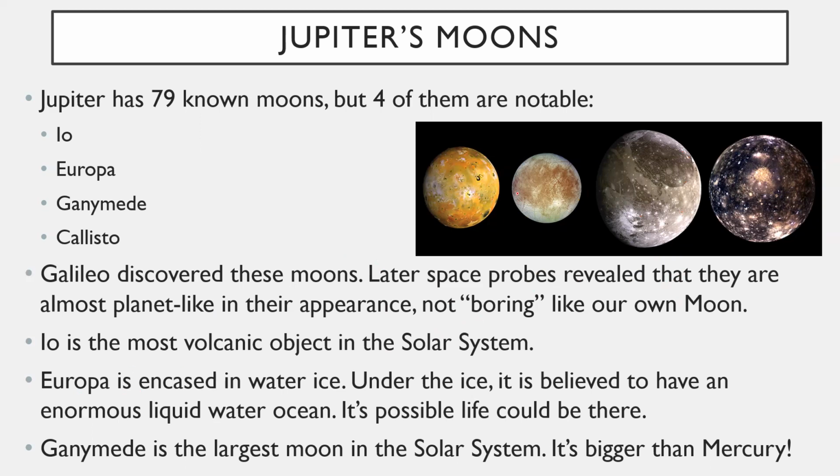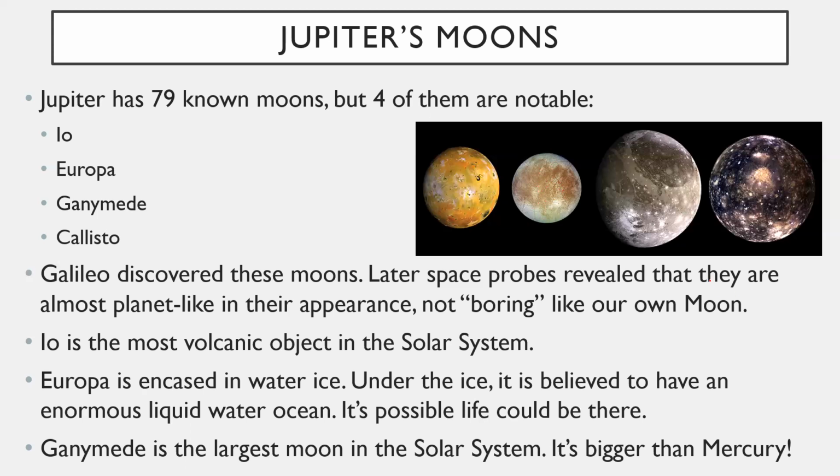Europa is fascinating because it's encased in water ice. So this isn't like Earth, where Earth has a liquid surface. Europa's surface is a solid, it's water ice. But underneath that ice, we're pretty certain eventually it'll turn to liquid water and there'd be a liquid water ocean covering this entire moon. And if there's liquid water, who knows, maybe there's life on Europa underneath all that ice.